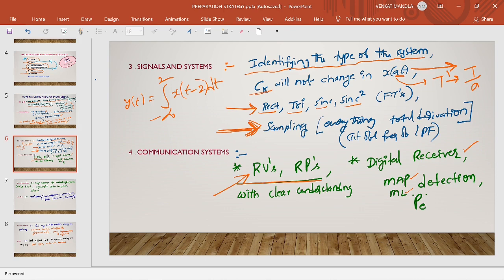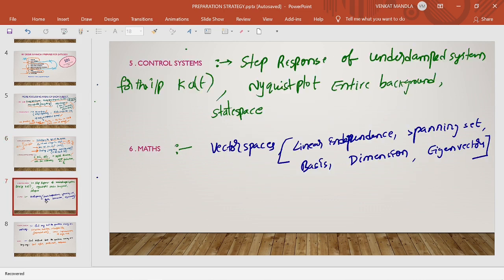In the next slide, after the communication, the control systems. In this, the first part, time response analysis. So we derived the step response of an underdamped system for unit step input u of t. But what if I apply k times u of t? You need to go through this once. What are the changes you get?